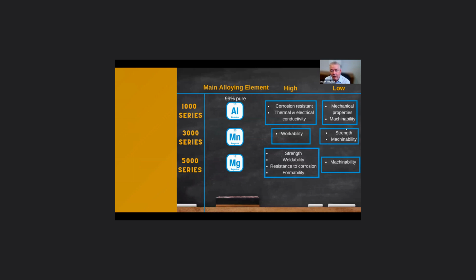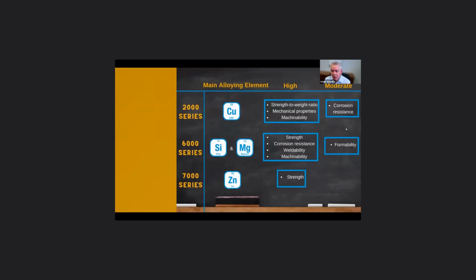5000 series are adding magnesium, which is going to make it a little bit harder. In fact, the strongest of the non-heat treatable varieties. So that might be used for, again, a fuel tank or signs or anything along those lines. Next we're going to get into the heat treat alloys.